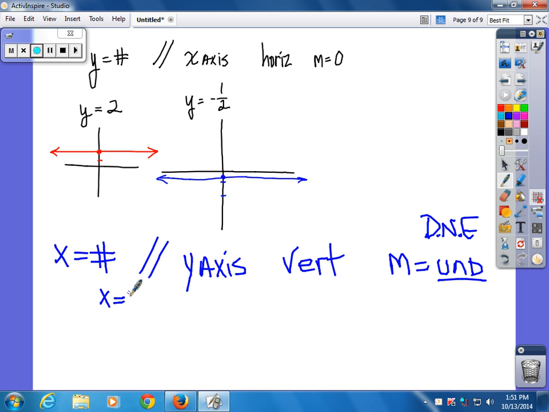x is equal to 4. One, two, three, 4. And what do I draw? Vertical line. x is equal to 1/2.